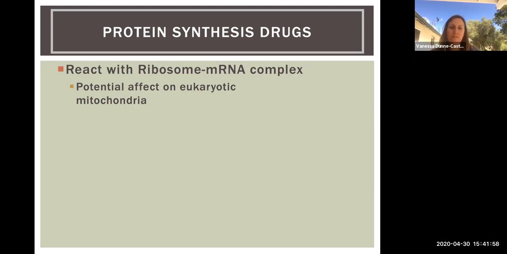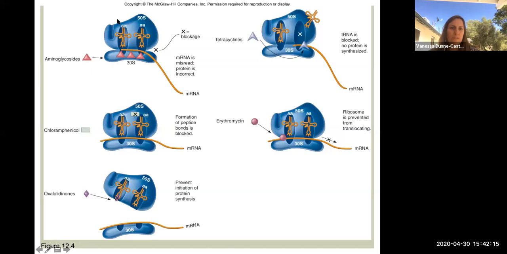Our ribosomes are 80S versus prokaryotic ribosomes, which are 70S. But again, if you recall, our mitochondria has essentially the same thing as prokaryotic cells, so they have 70S ribosomes. Here's a picture from your textbook, or at least the previous version of your textbook, showing lots of different sites on that ribosomal complex for these five major protein synthesis classes of antimicrobials.